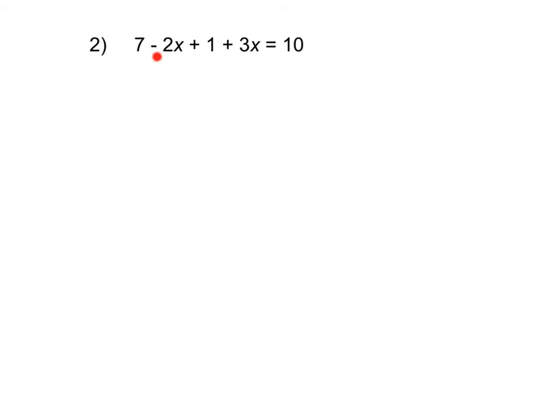So this is going to be a negative term, a positive term, and a positive term. You want to combine the x terms, you want to combine the constants, and then it's going to look just like what you've done before. So pause the video at this point, work it out, and then check your work.